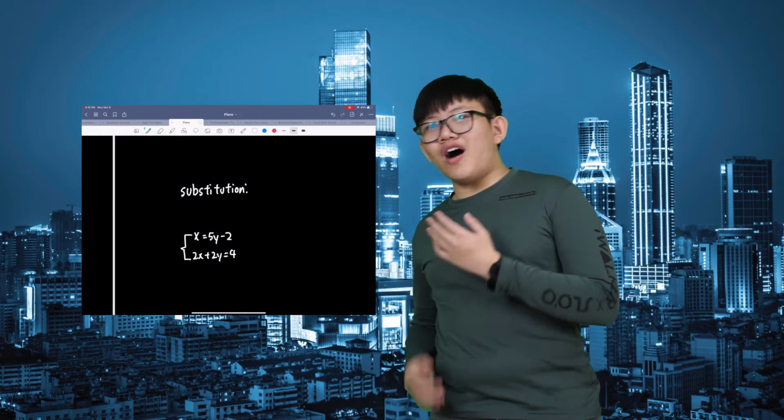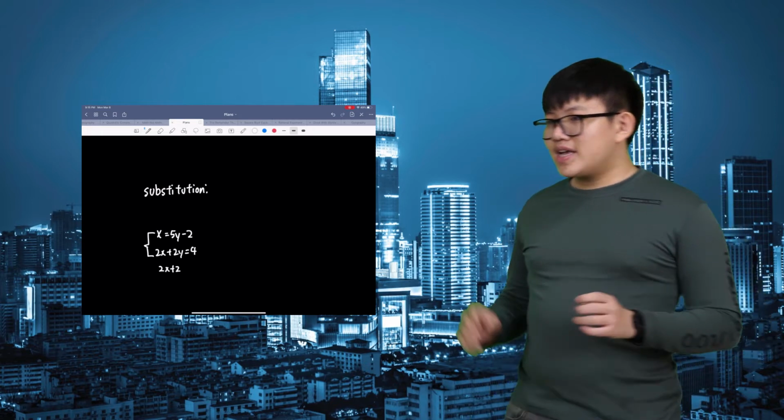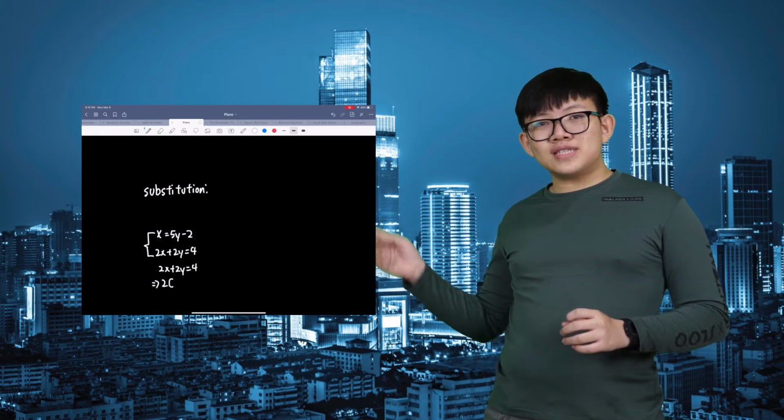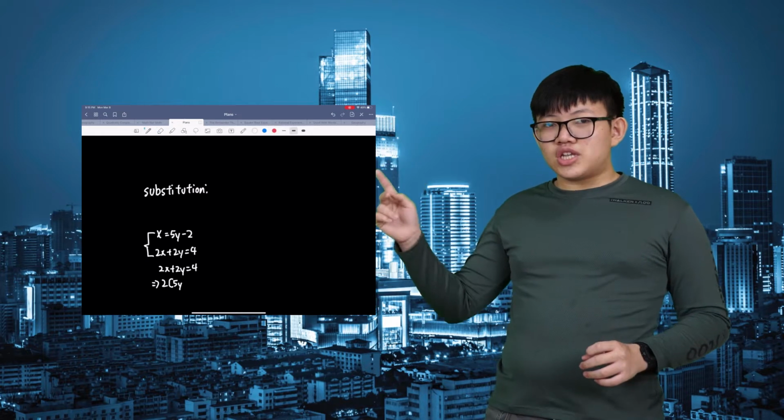The second method is kind of useful. It's substitution. You first find the value of one of the variables, and then you use the value to substitute it in another equation.